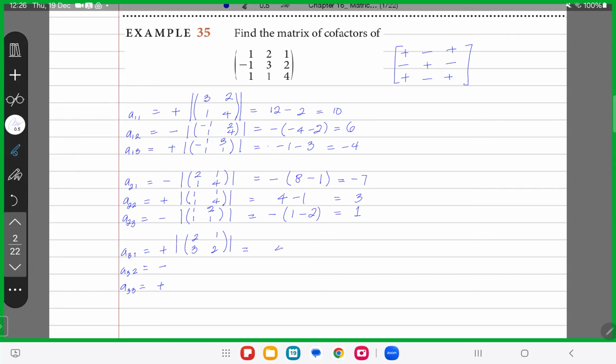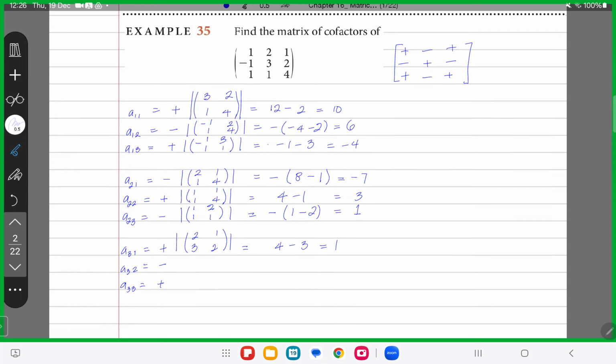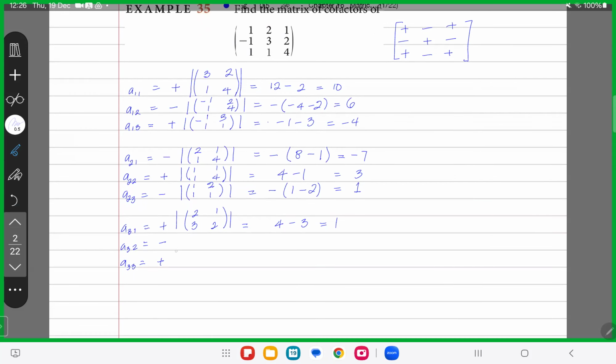This is 4 minus 3. This is 1. Second element in the last row: ignoring the last row and the second column, find the determinant of the matrix that results.